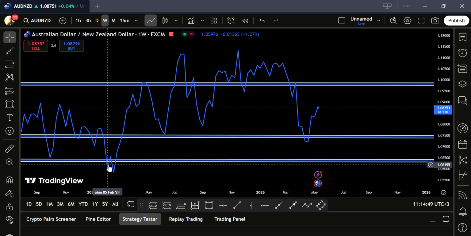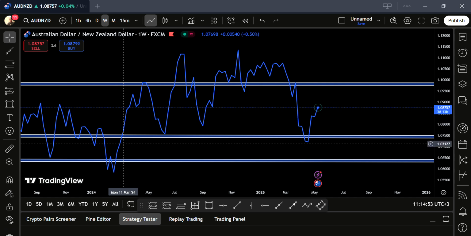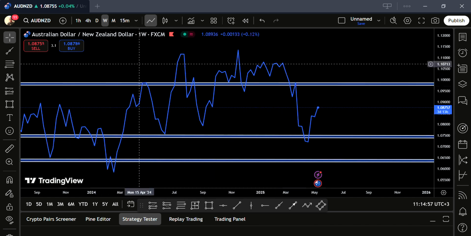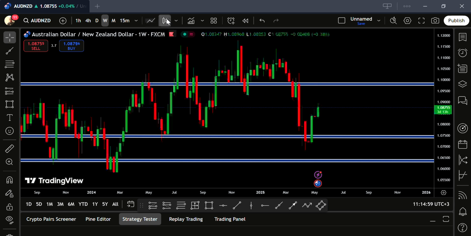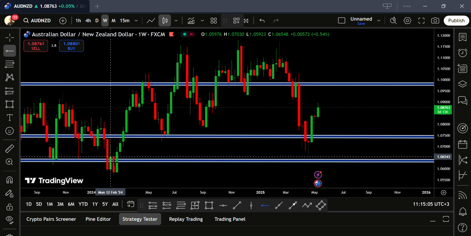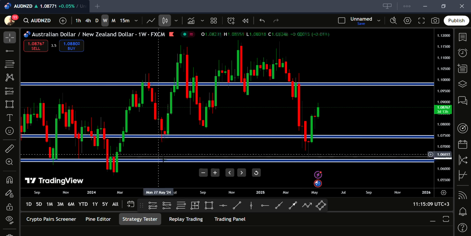This is resistance, down. When we break it, it becomes support. When we come back to test it, it becomes support. That is the weekly support. So in order for us to be sure, let's put a line there. Good. So we put a line like that.